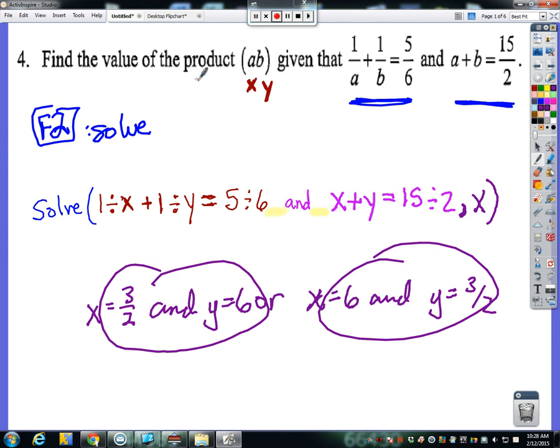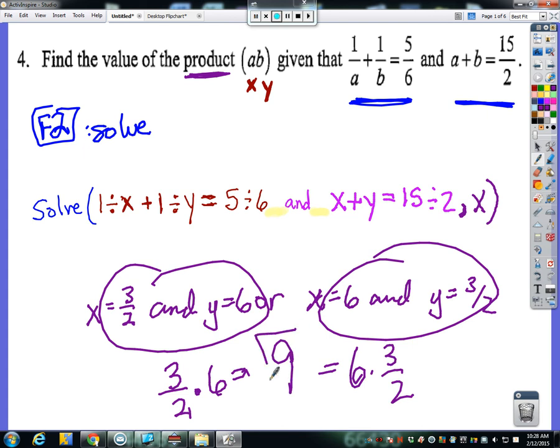So here's the thing, what do they want us to find in the end? The product. So it doesn't really matter if we take 3/2 times 6 or 6 times 3/2, we're going to get the same answer regardless, and that answer is 9. Okay? So this is beautiful. The calculator did all the work for us. We still have to do something with the calculator's answer to really get the final answer.